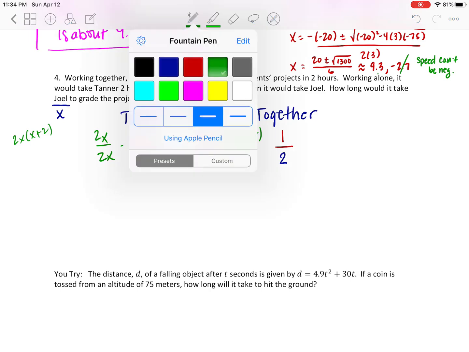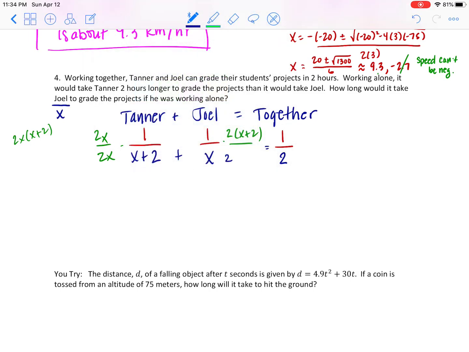Let me move my equal sign. 2 and x plus 2, and this last one we're going to have to multiply by x and x plus 2. So now let's just check these denominators. 2x, x plus 2, 2x, x plus 2, 2x, x plus 2. Good. So now that all of those denominators match, don't need them anymore. Now we can solve using just our numerators.